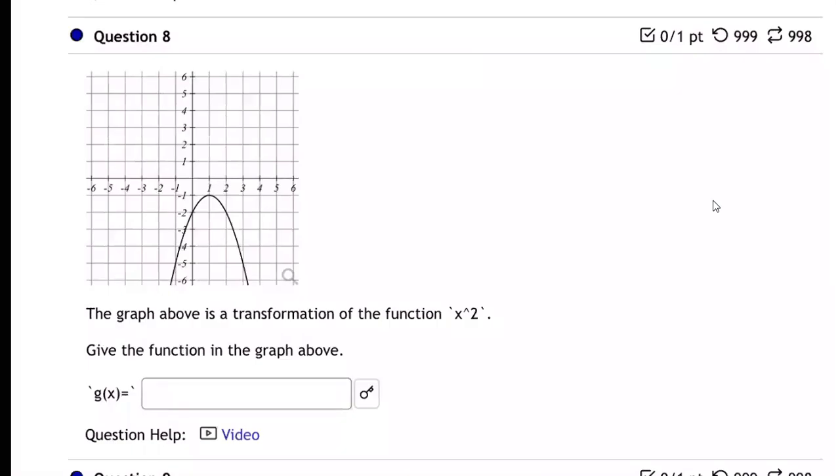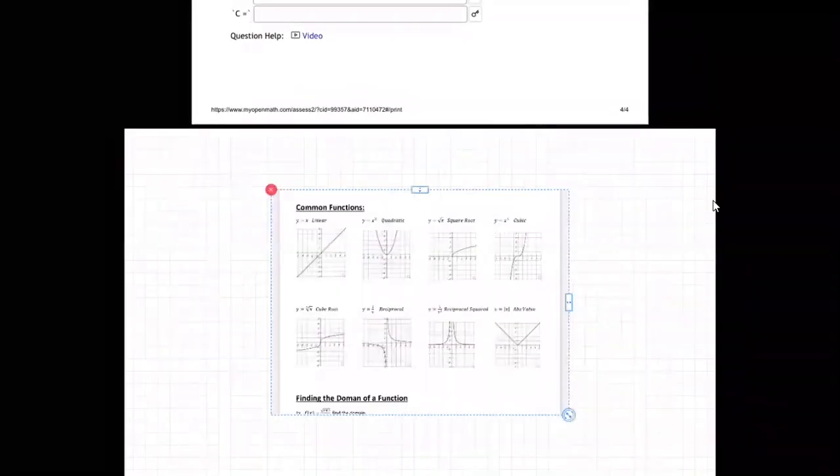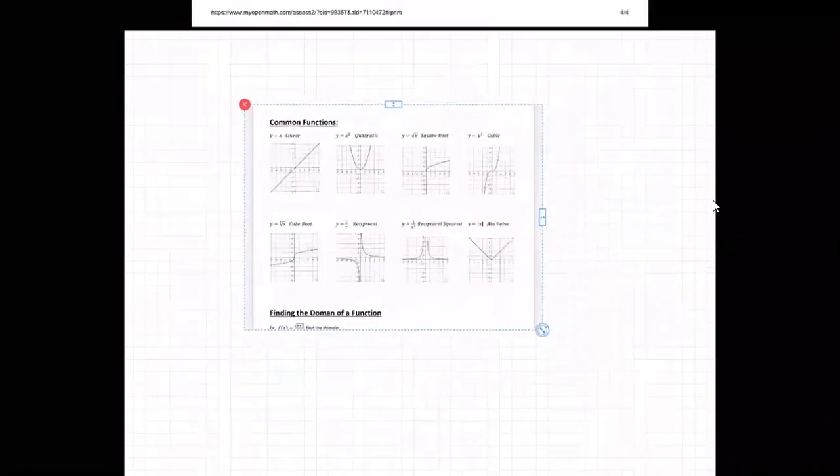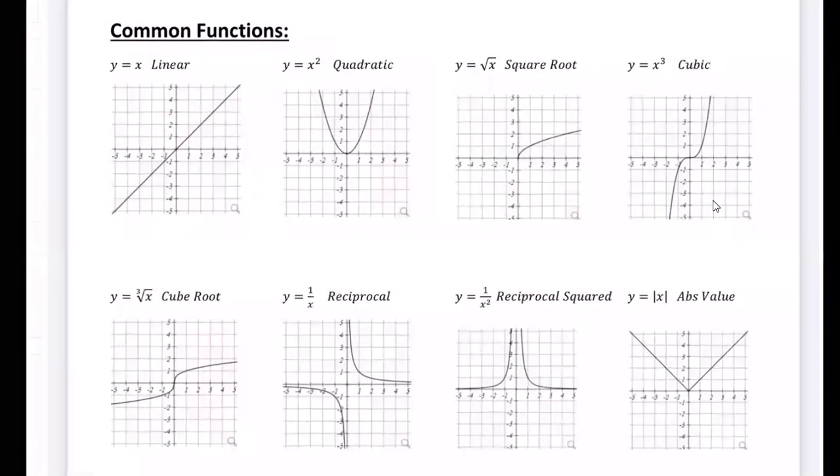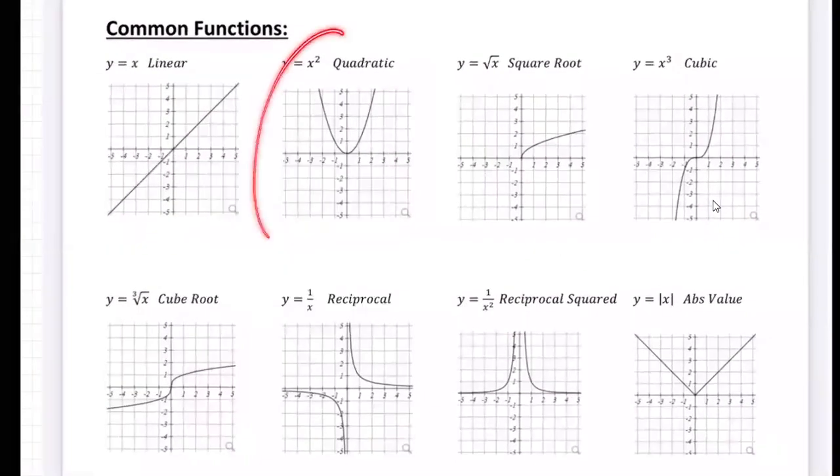Okay, so number 8, they're telling us that this graph here is a transformation of x squared. Let's go look again at what we have in our notes about the basic graphs. There it is. Yeah, so you already know that, huh? Here's x squared right here.